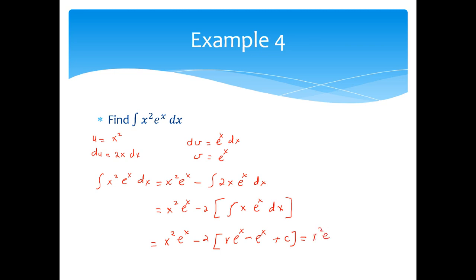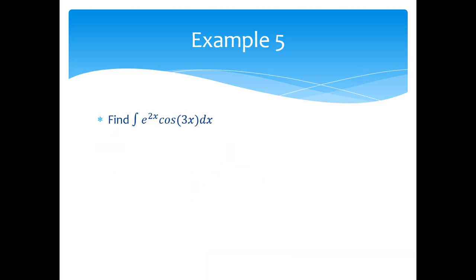x squared e to the x minus 2x e to the x plus 2 e to the x plus 2 times 2c. So then that would be equal to x squared e to the x minus 2x e to the x plus 2 e to the x plus capital C. So 2c, we may call that capital C. A constant times something is going to be another constant.